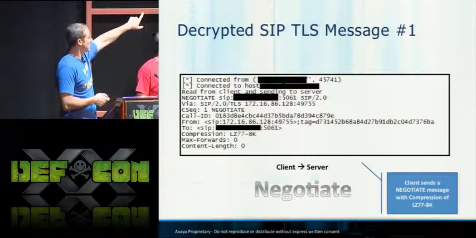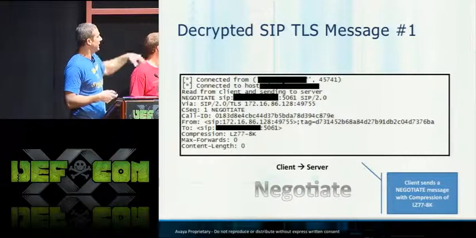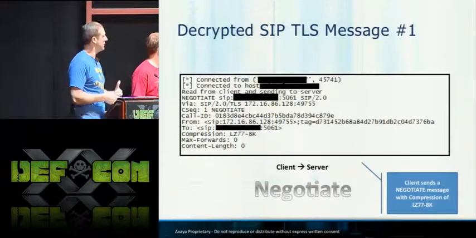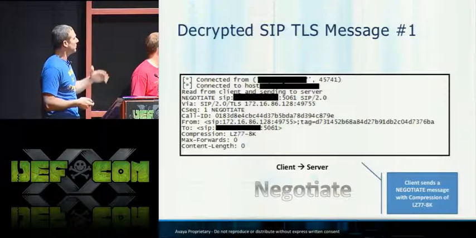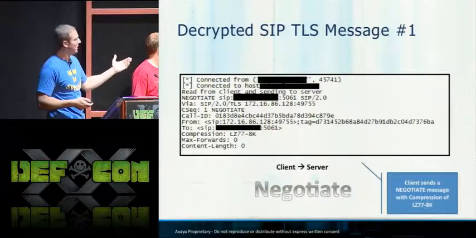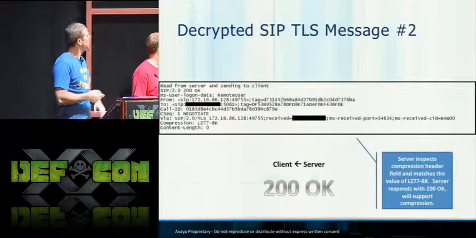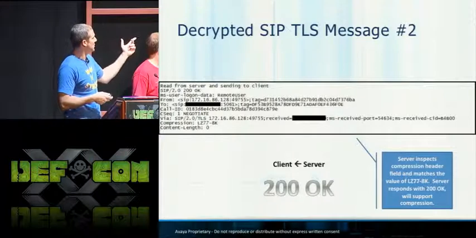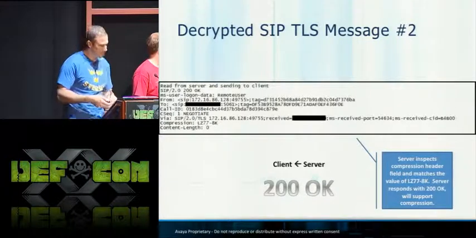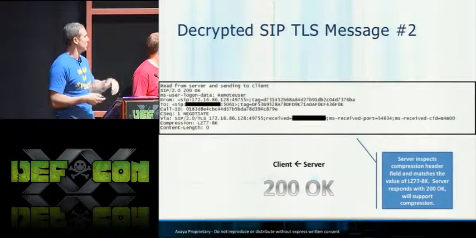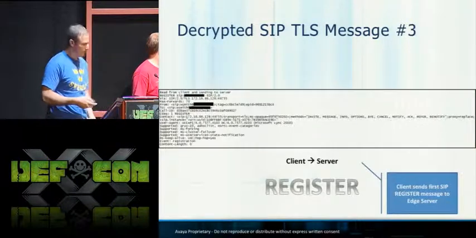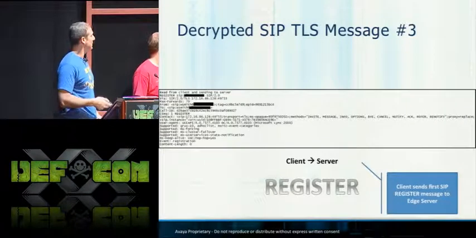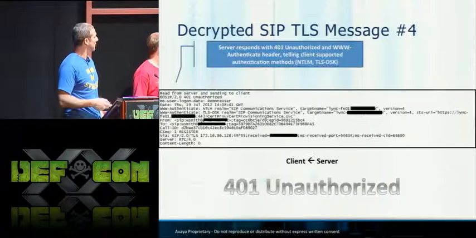But here's the first message. It's basically a negotiate, and it's negotiating the compression of LZ77 8K. It's the only value that can be used. So we can play with turning off that negotiation or compression algorithm so that we can actually see the SIP message once we get the 200 OK. The Microsoft Edge server inspects the compression header, matches it, and then responds with 200 OK that it will support the compression. Then the third message out of the 8 is the first register message sent by the Lync client. This is always a part of the application flow.